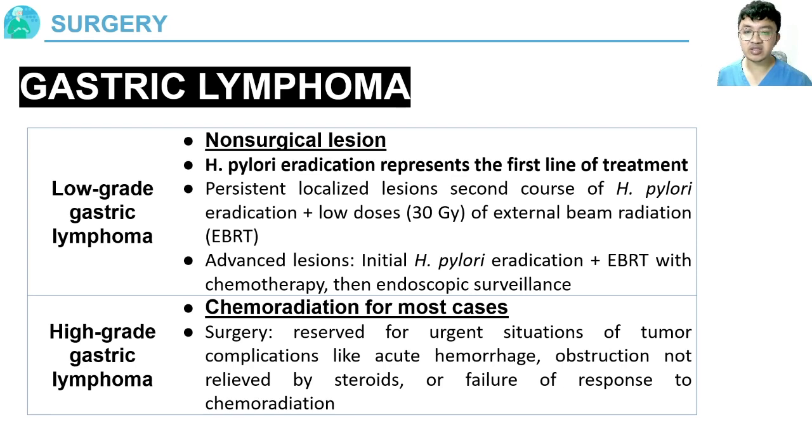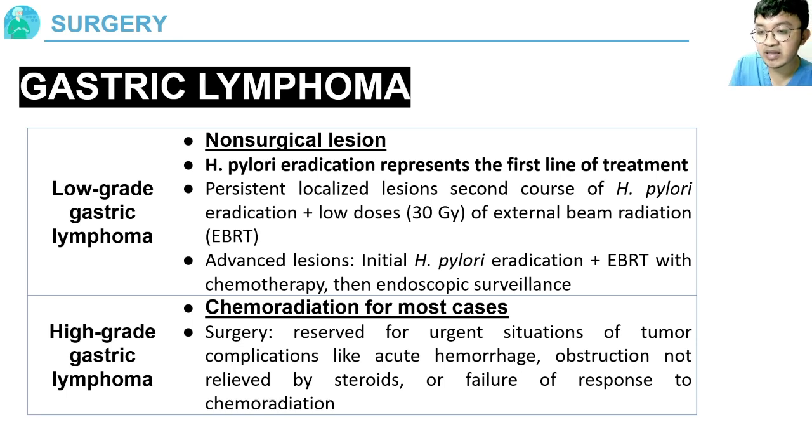So again, if it's low grade, it's non-surgical. Remove H. pylori first. If it's persistent, you can proceed to radiation therapy after. Okay. If in advanced lesion, you can do H. pylori treatment, EBRT or radiotherapy, then followed by chemotherapy, then endoscopic surveillance. For high-grade gastric lymphomas, treating H. pylori there is not of importance already because it's already high-grade. So you can proceed with chemoradiation for most cases. And surgery is reserved for urgent situations of tumor complications like acute hemorrhage, obstruction not relieved by steroids, or a failure of response to your chemoradiation.